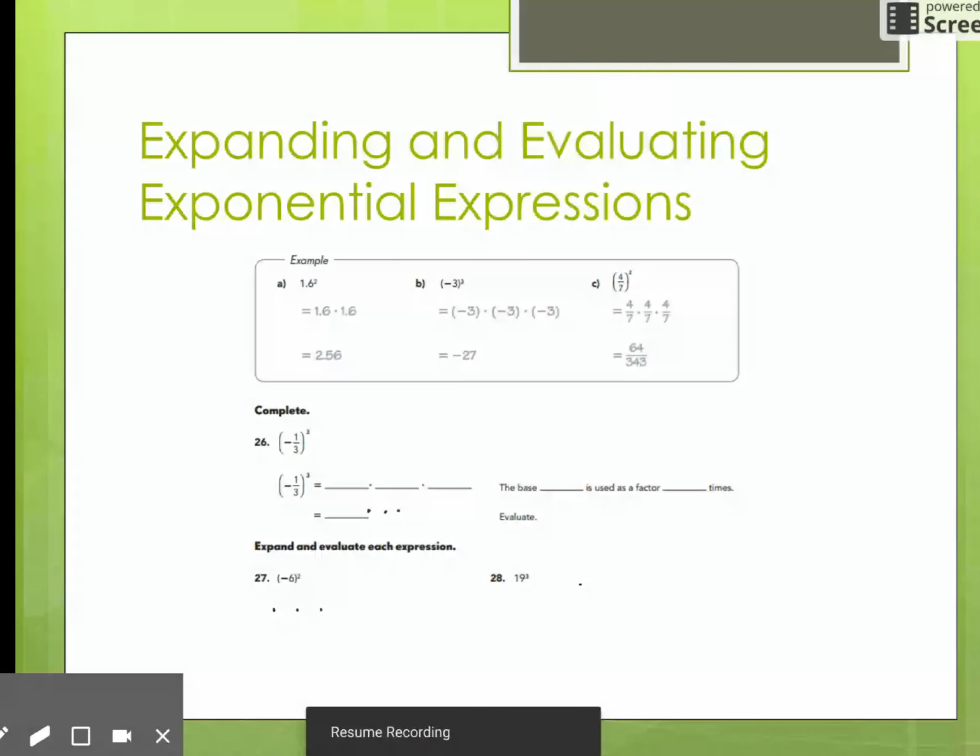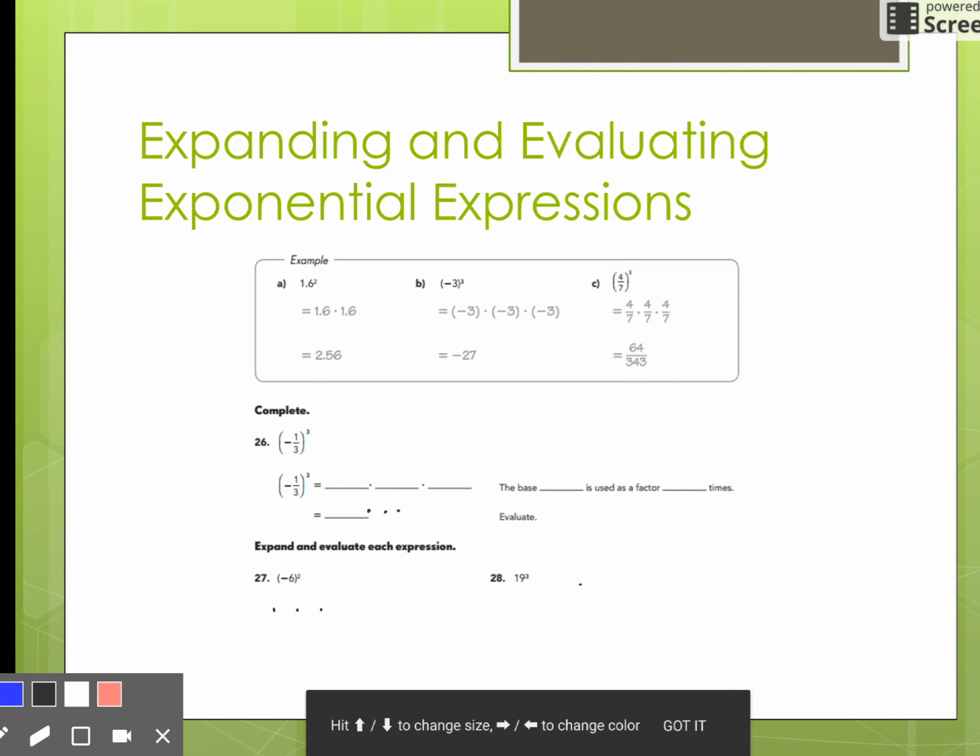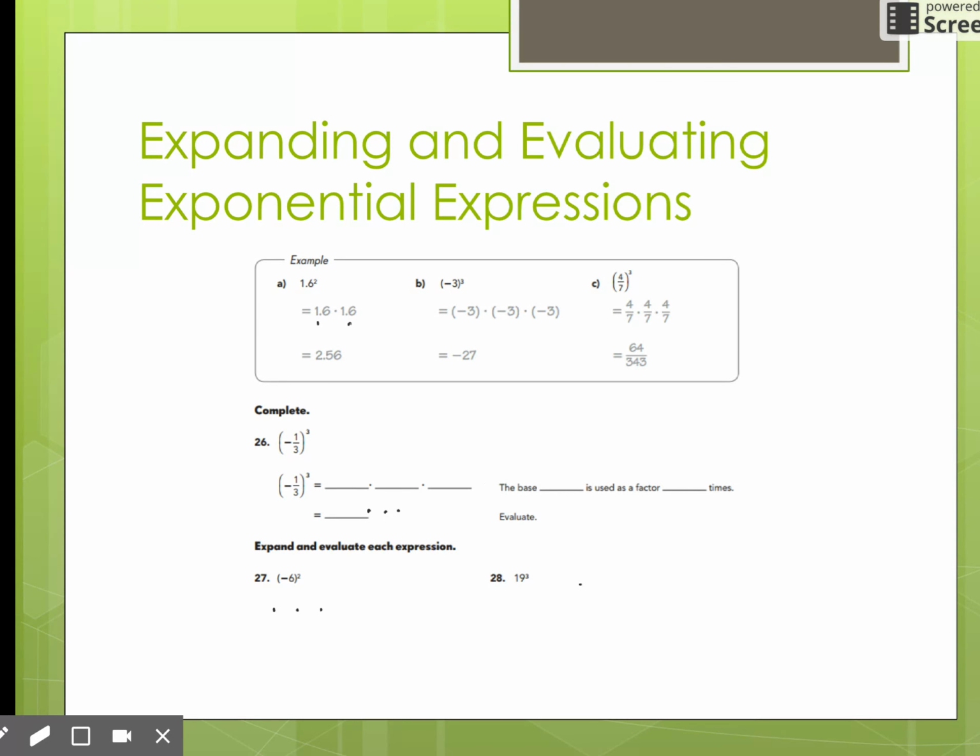Expanding and evaluating exponential expressions. To expand simply means to turn the exponential expression into the multiplication problem, and to evaluate means to solve it. So in this example, 1.6 squared, or 1.6 to the power of 2, I'm writing it as 1.6 times 1.6, and I can use the multiplication to figure out 1.6 times 1.6. I'll multiply through, not adding in my decimal until the end.